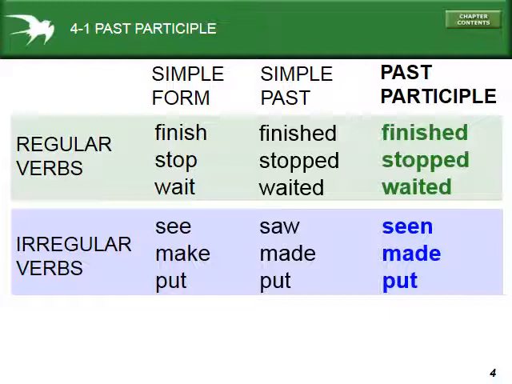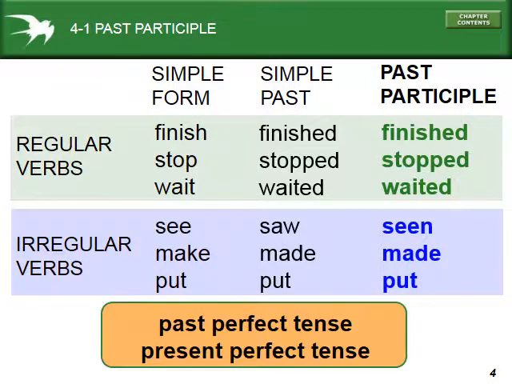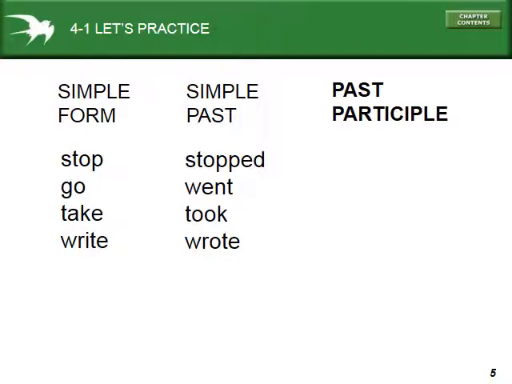And then you have some irregular verbs where all forms are the same. So for example, you have put, put, put. All right, but the focus here for the perfect tense is the past participle. Okay, and for the past perfect tense and also for the present perfect tense, we need to.